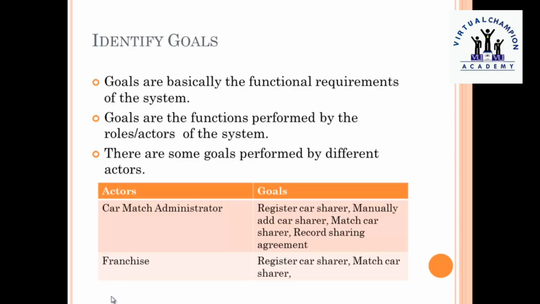Next is identifying goals. Goals are basically the functional requirements of the system which are performed by the roles or actors of the system. The actors of the car match system are the car match administrator and the franchise. The administrator's goals are register car sharer, manually add car sharer, match car sharer and record sharing agreement. The role of the franchise actor is register car sharer and match car sharer.